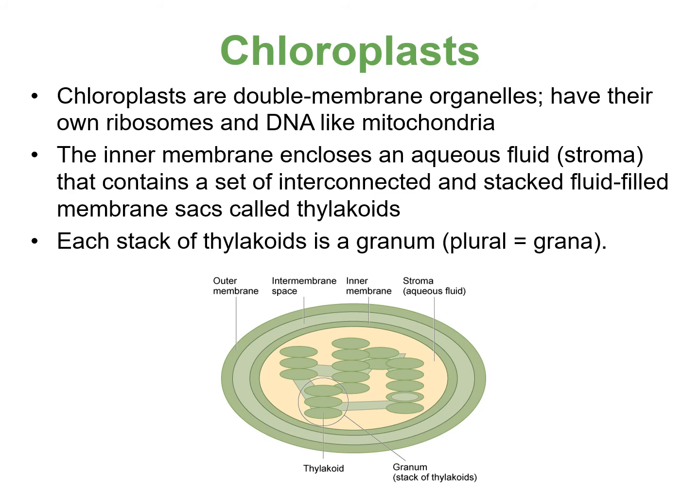And very similar to mitochondria, chloroplasts have both inner and outer membranes. But within the space enclosed by a chloroplast's inner membrane is a set of interconnected and stacked fluid-filled membrane sacs that we call thylakoids. And you can see the thylakoids here. And each thylakoid stack is a granum, or in plural form, grana. We call the fluid enclosed by the inner membrane that surrounds the grana the stroma. And this is the aqueous fluid, the stroma, all in here.